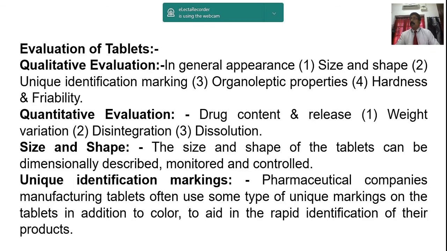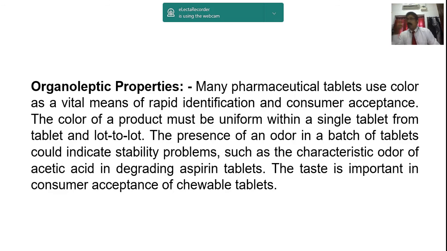And colors can also be used for identification of the tablet. And you see organoleptic properties. Many pharmaceutical industries use color as a vital means of rapid identification and consumer acceptance, and a colored product must be uniform. That is very important. When you keep an orange color, all the tablets should be orange. In a whole batch, if one is light orange, one is heavy dark, and the coating is not proper, that is a problem. This uniformity, lot to lot, batch to batch, today's batch and tomorrow's batch, should not have any difference. Everything should be similar.